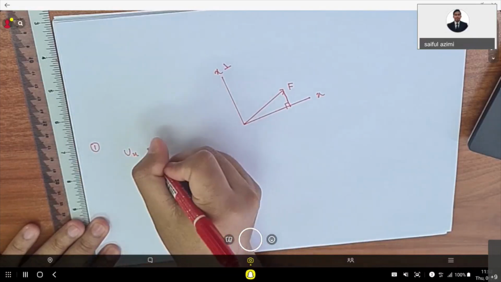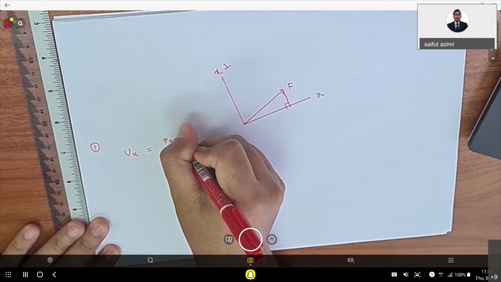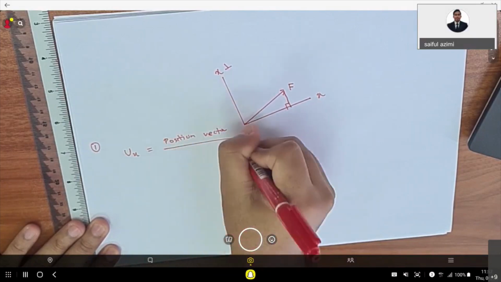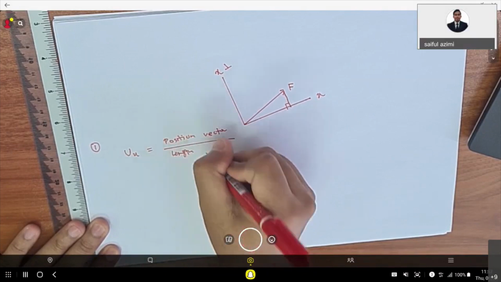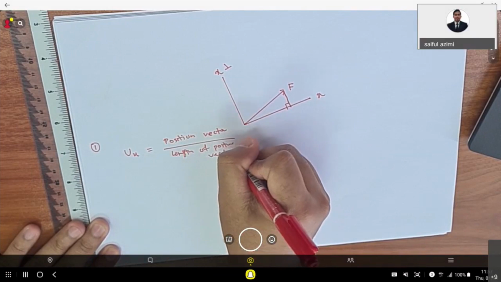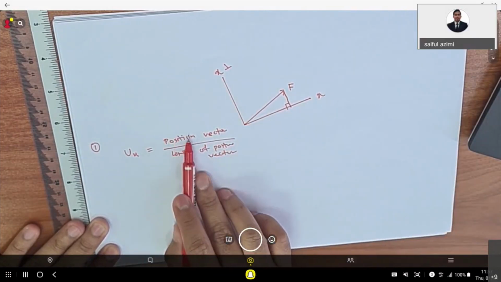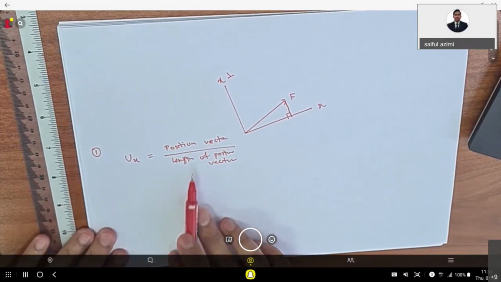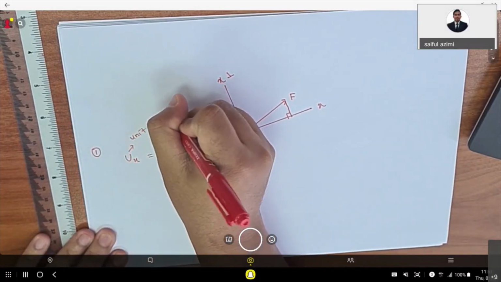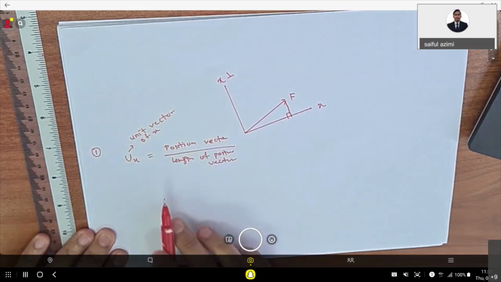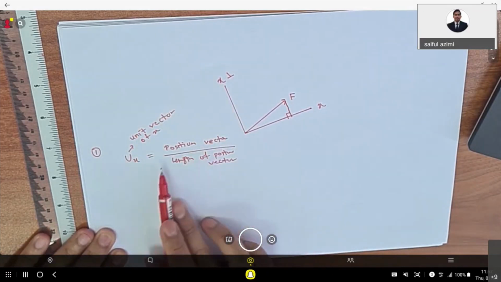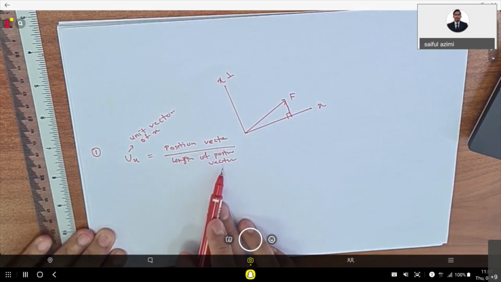To find it, the unit vector equals the position vector over the length of the position vector. So this is how you find the unit vector of X. You must go back to how you find the position vector, and you divide it by the length of the position vector.